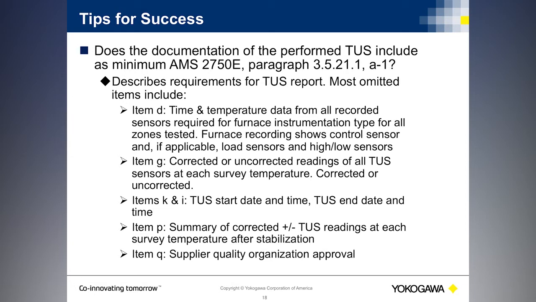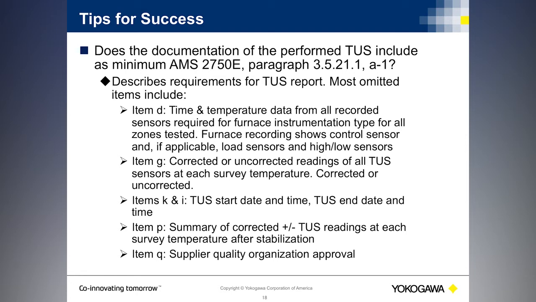This would mean the furnace recording showing either the control sensor and, where applicable, any load sensors or high and low sensors. In other words, after you've completed a temperature uniformity survey, you need to print up the furnace chart and put it with the survey packet. We're looking to make sure that all the process sensors are documented as well, if you have type C instrumentation, which records the high and low sensors in the furnace. If your furnace is type B, which utilizes the load sensor, that is also within the uniformity as well.